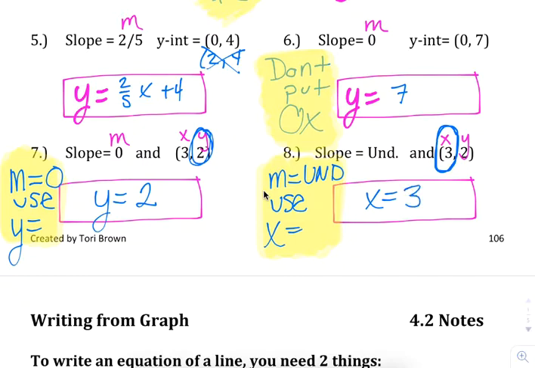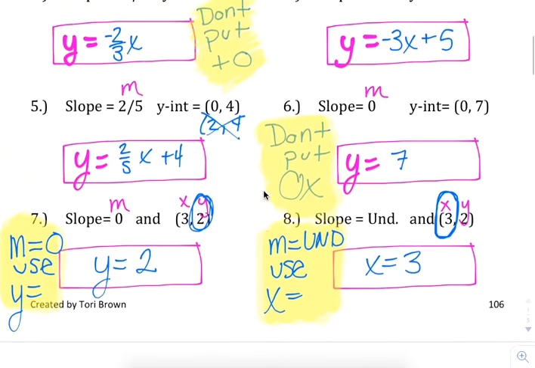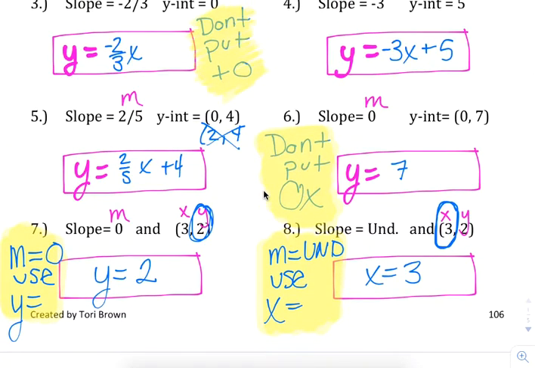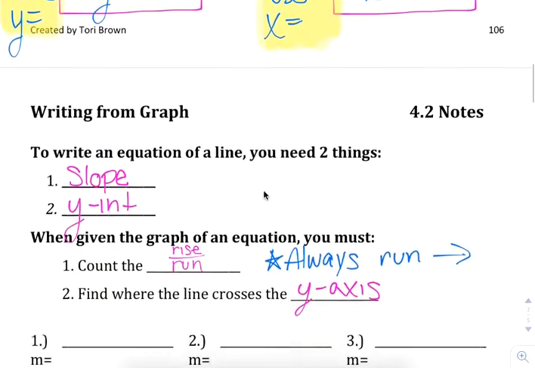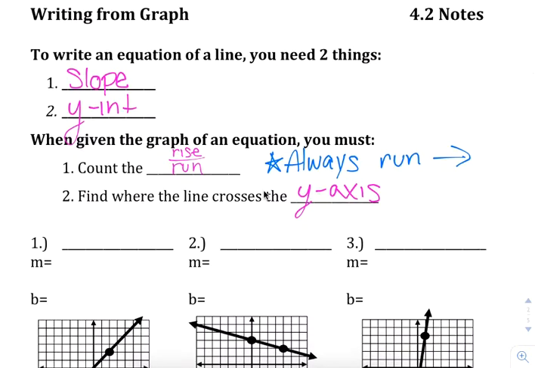That's my number. Okay? What I would suggest you do right now is try to pause the video, work through page 109, 1 to 10, see how you do with that before you start the next section. Okay? All right, if you've already done that, then let's go ahead and look at 4.2, the second part of this. Okay, now we're writing them from a graph.